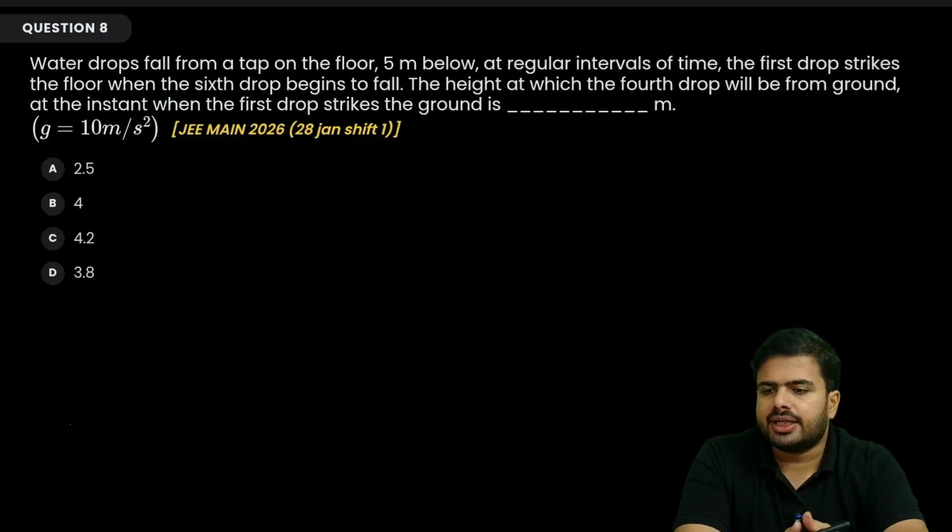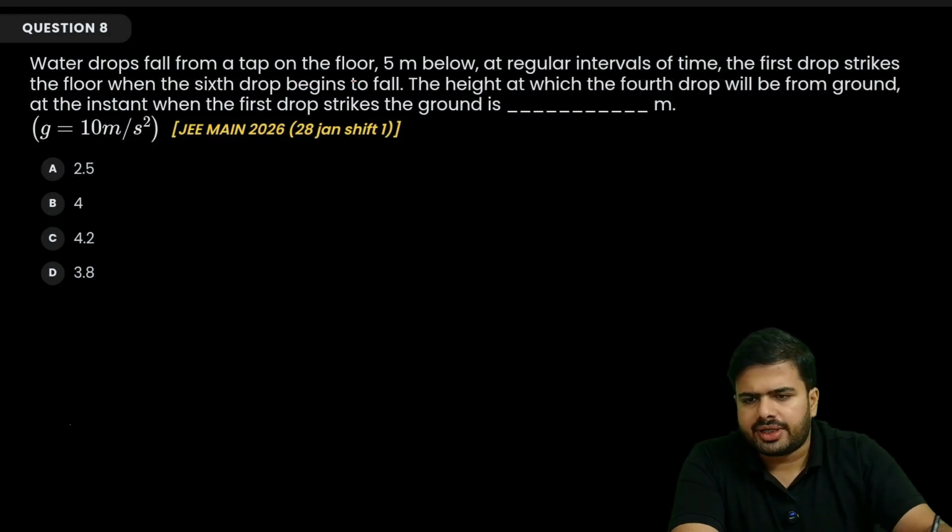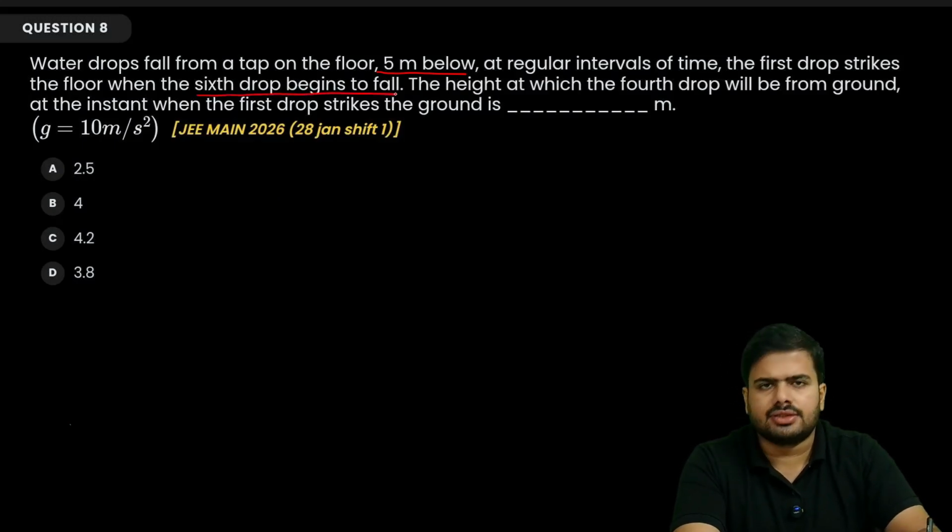Okay, next question. Here they have given that water drops fall from a tap on the floor 5 meters below. At regular intervals of time, the first drop strikes the floor when the sixth drop begins to fall.